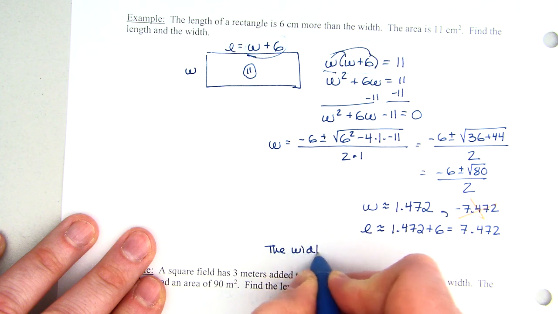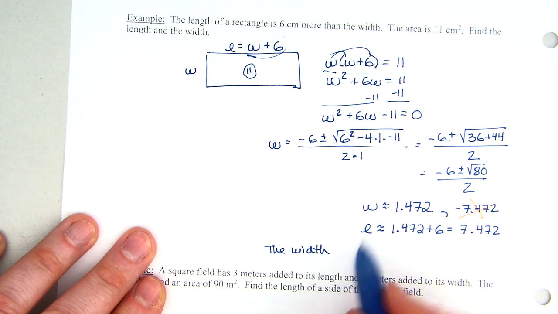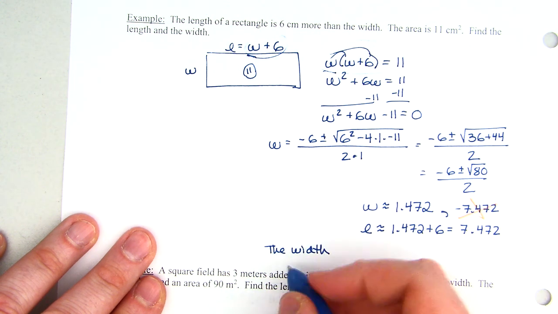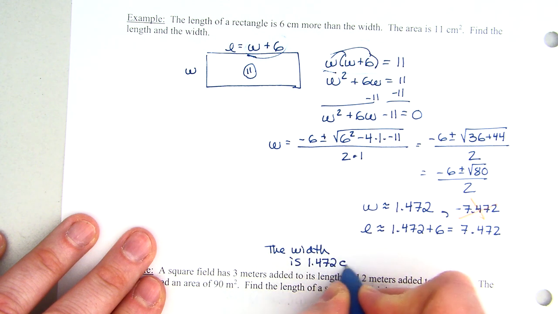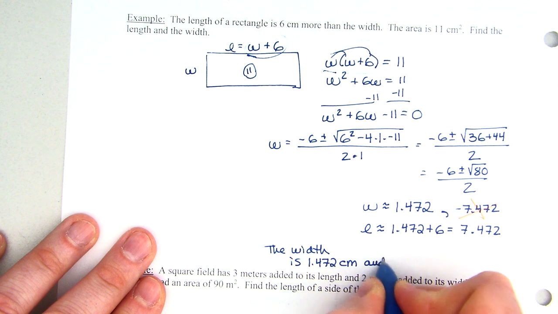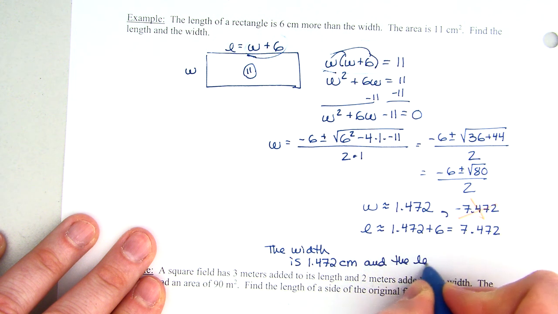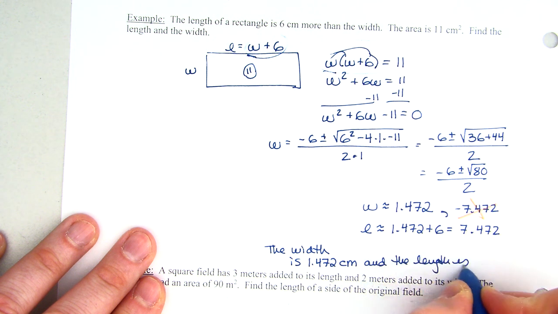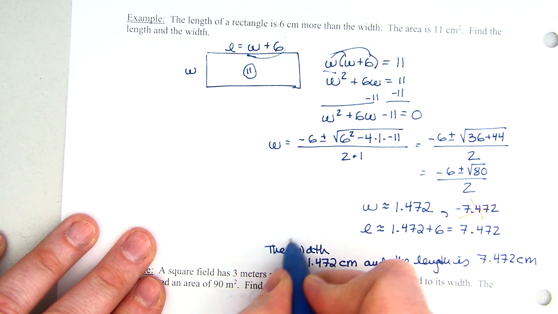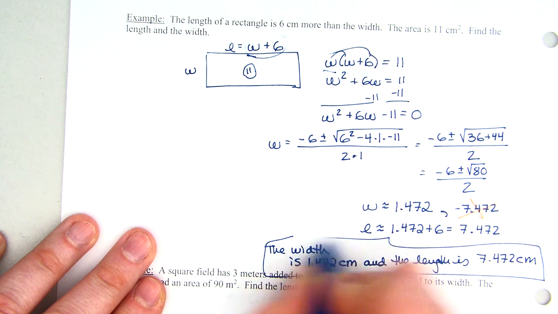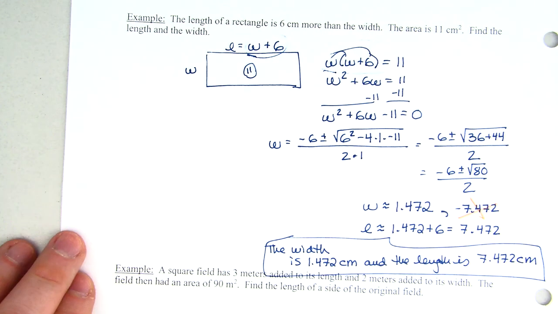And now to finish, I'm going to write this out in words, and I'm going to put some units on my answer. I'm always going to be looking for units with these problems, never just W equals or L equals. I'm going to say the width is 1.472 centimeters. And the length is 7.472 centimeters. And that's how that one works.